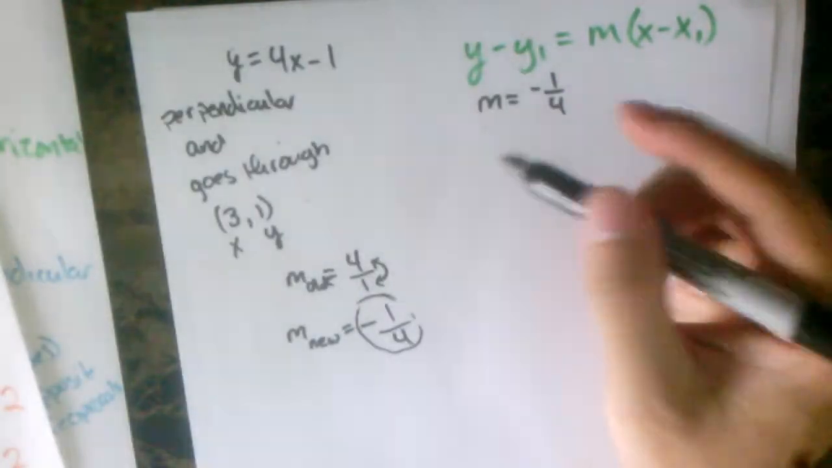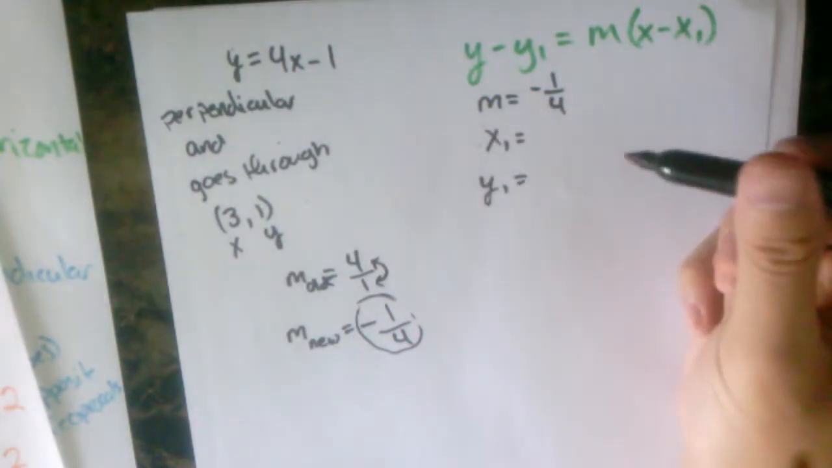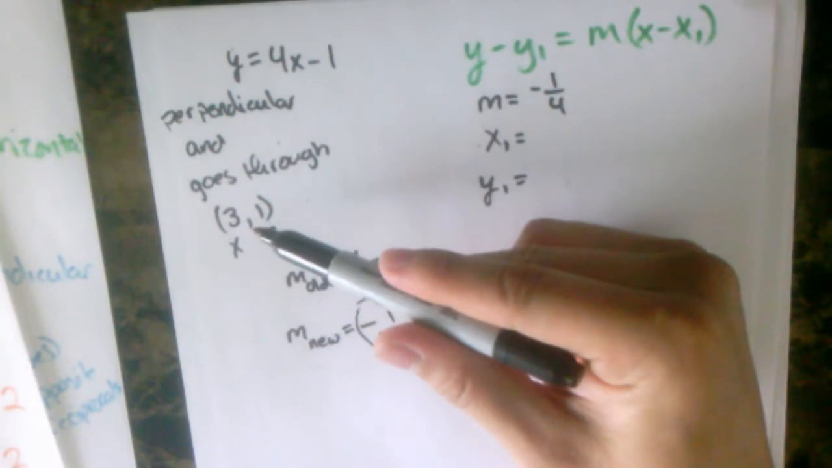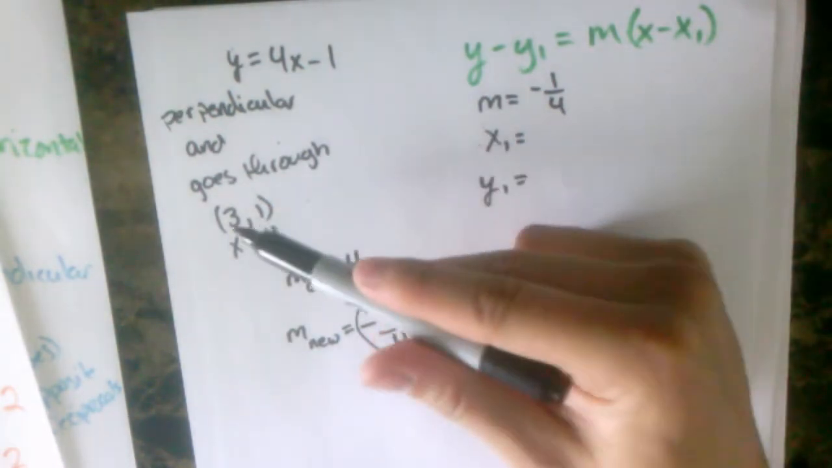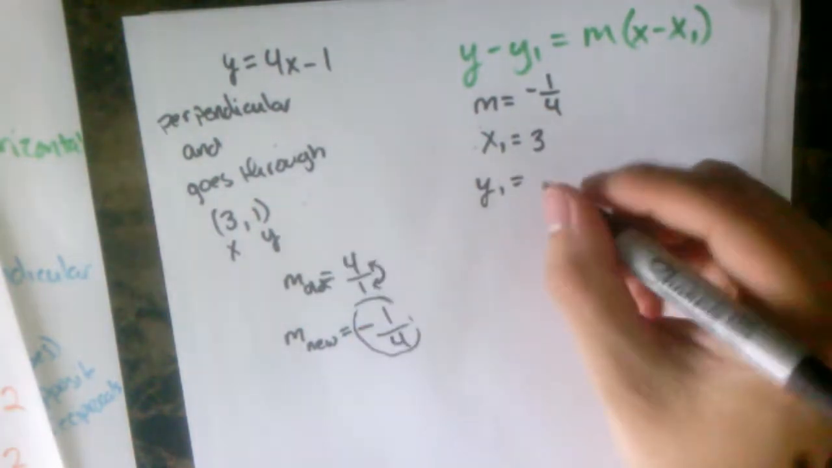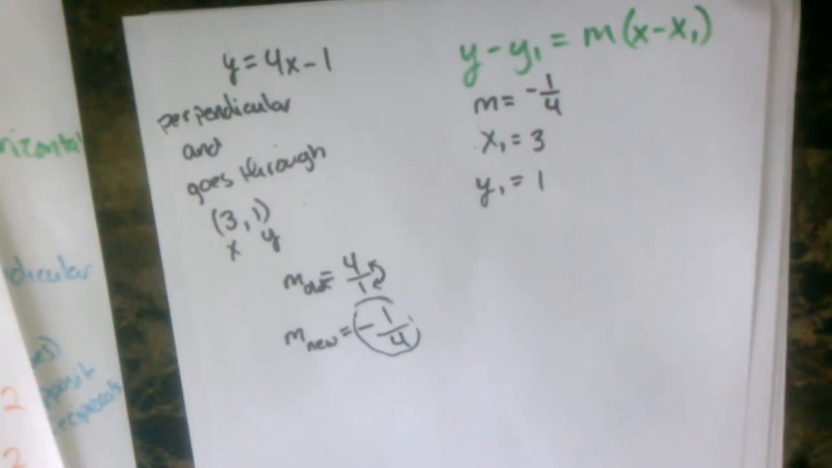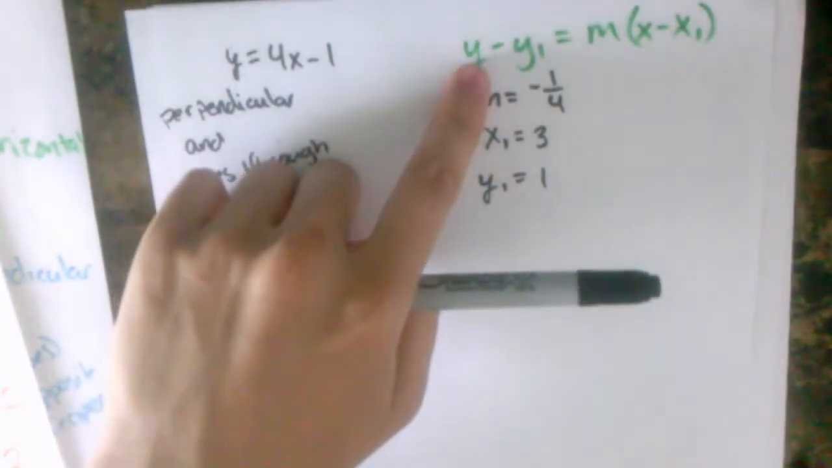So here's our slope, and here are our x1 and our y1. And hopefully you'll remember that we got them from that point over there. x1 is x, so that 3, and y1 is y, so that 1. Alright, from here on out, let's plug it back into our original equation right up here.